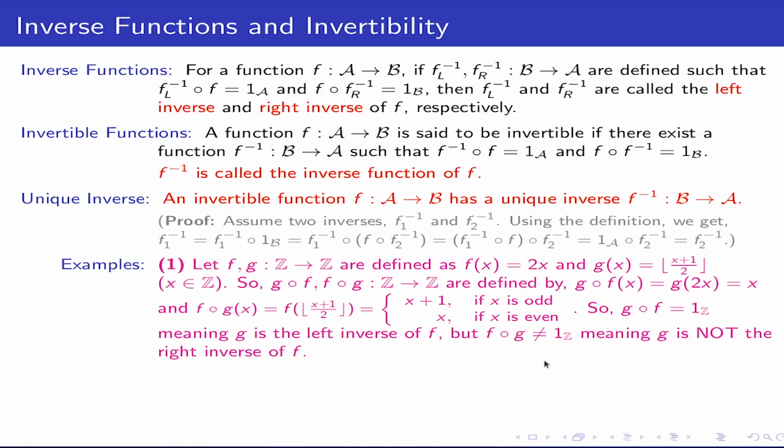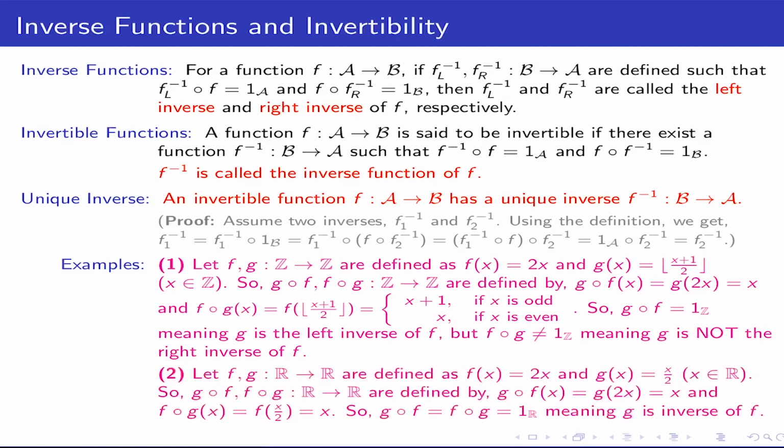So therefore, since I do not get g as left inverse producing me identity and right inverse producing me identity, I cannot say that g is the inverse of f. So g is the left inverse definitely, but not the right inverse.